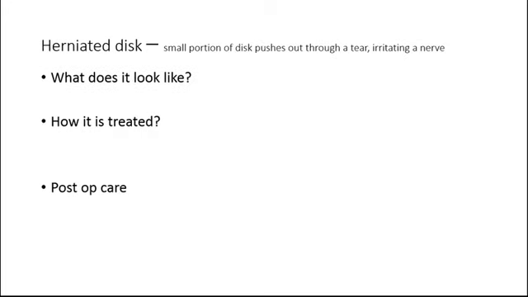The next section here is the herniated disc. What happens with the herniated disc is that a small portion of the disc pushes out through a tear in the vertebral column, right? It pushes out through that tear, irritating a nerve. So depending on where this bulging occurs, those are the symptoms that we're going to have. Commonly, they occur in the lumbar region, but you could also have bulging discs in the cervical region, okay?